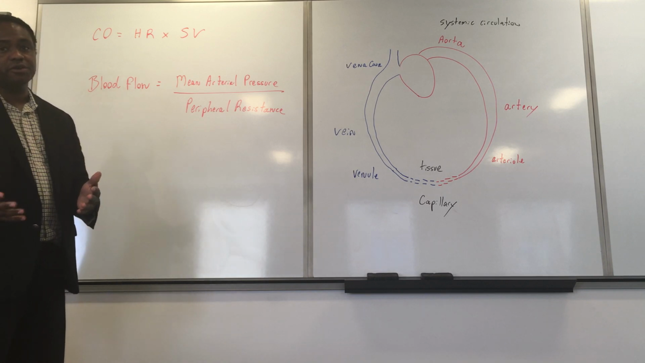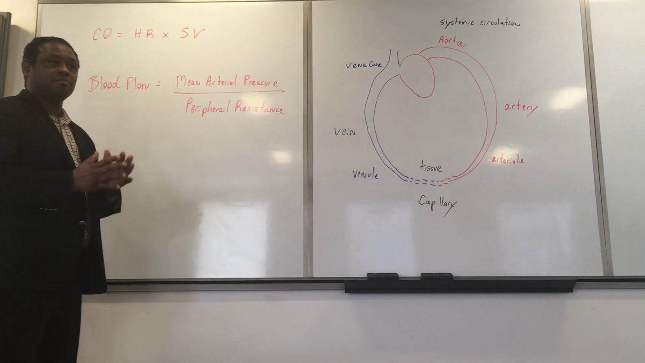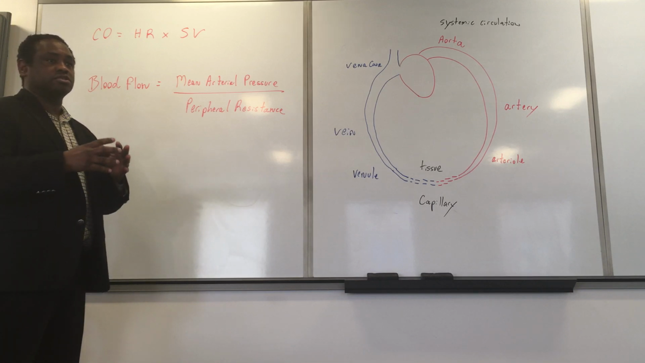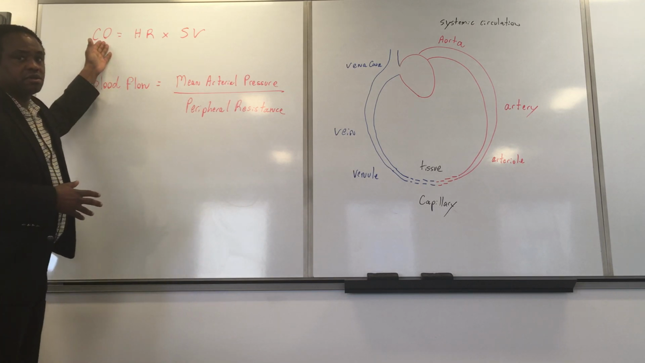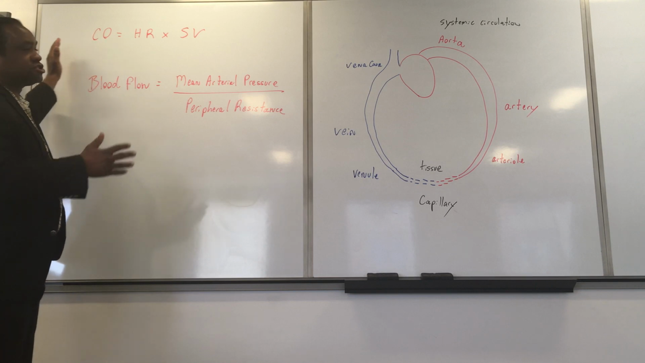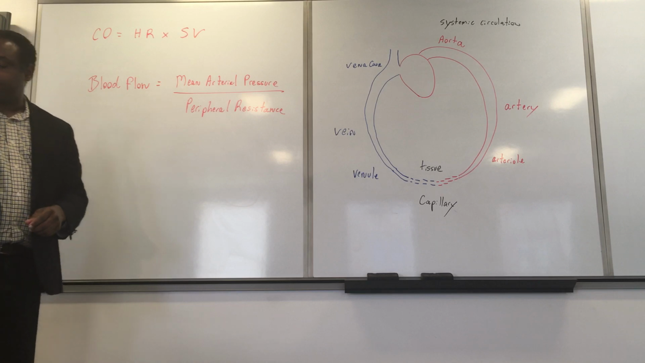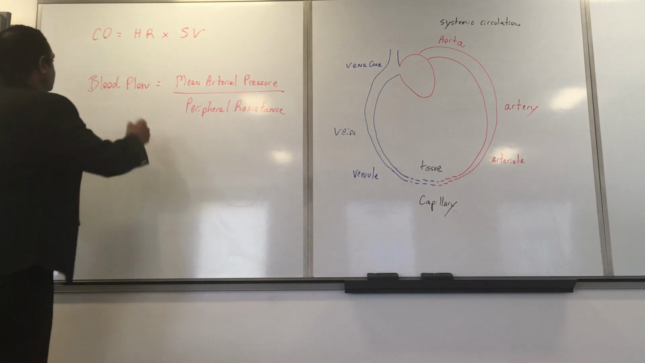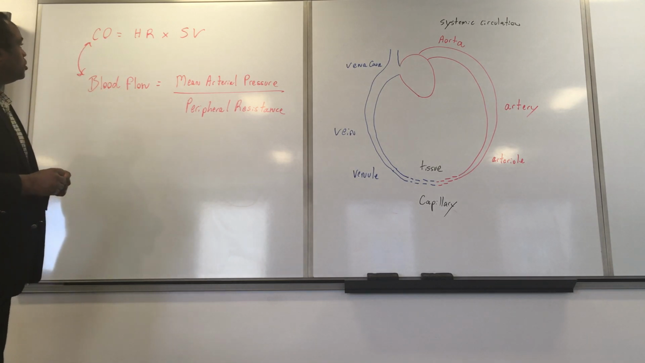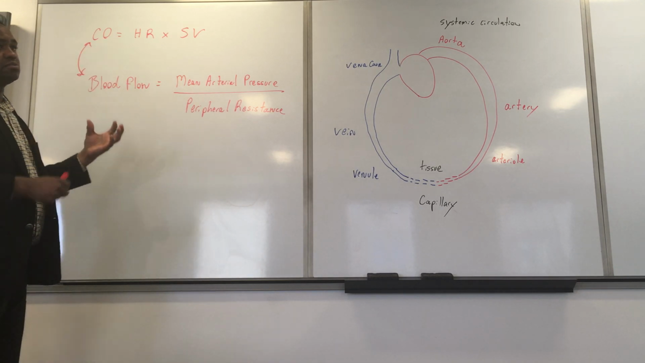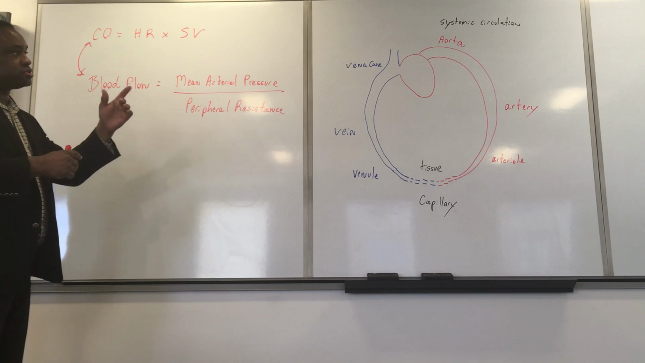So we're already right there. It sounds familiar, right? With regards to the heart, we had something that was very similar. It was the amount of blood that was ejected from your ventricles in a certain amount of time, and that was cardiac output. So we have something very interesting here. These two are very similar.